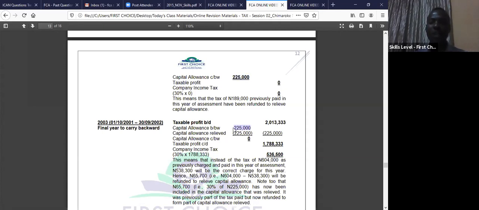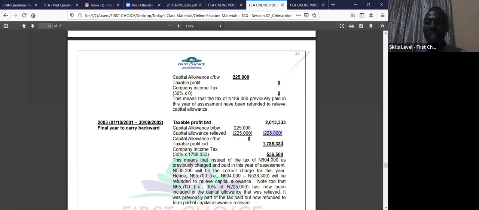So you see, we carried it backward. And we have to relieve all our capital allowance. So you can see that we can relieve everything from this profit. So if you see now, we relieved everything on the last year. So nothing to carry backward again. If there was anything to be carried backward, it would have been lost. I wouldn't have written capital allowance to carry backward. I would have written capital allowance lapsed or lost. That would have been the figure here, but thank God it's 0. So 225,000 is what we can relieve here.